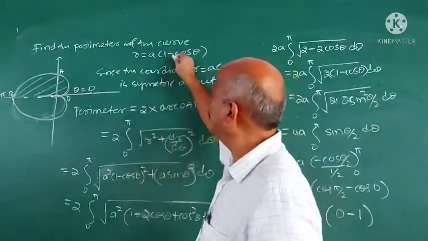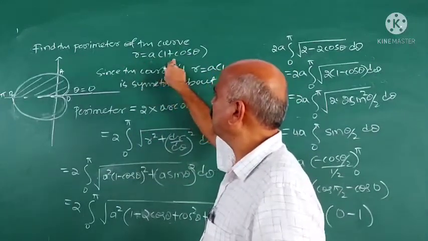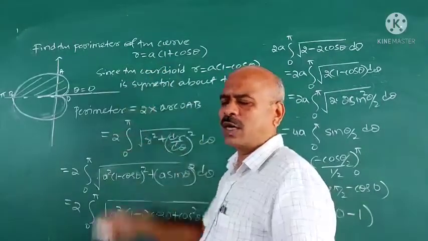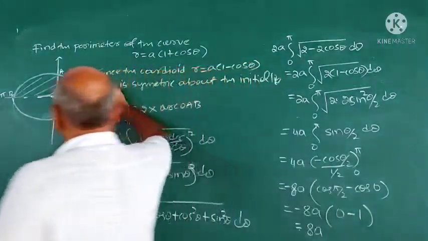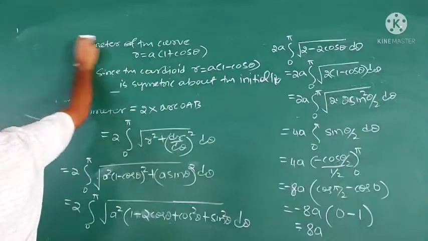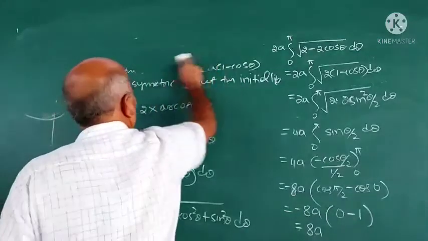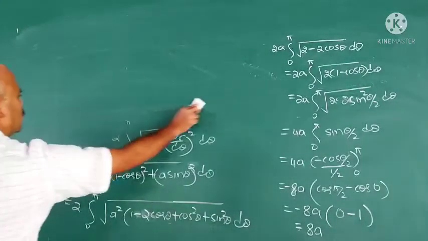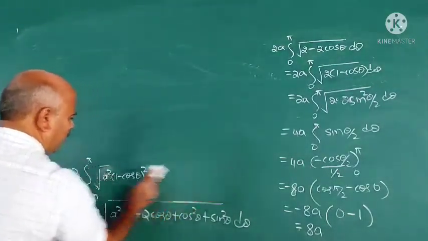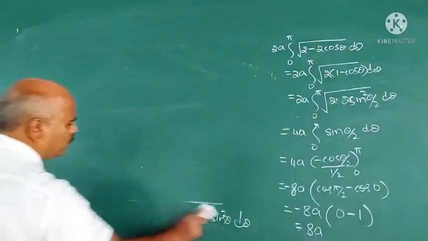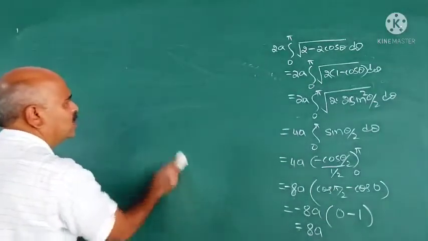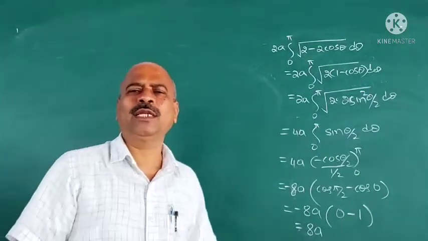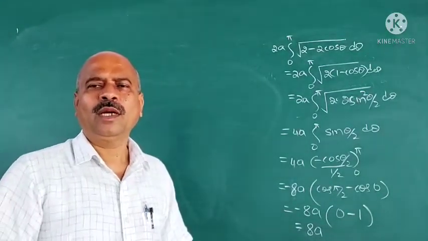The remaining cardioids, r = a(1 + cos θ), r = a(1 + sin θ), and r = a(1 − sin θ): for all four cardioids the perimeter is the same. What is the perimeter? 8a. If possible, remember it, because from the examination point of view, for the new pattern of exam, MCQ, if you remember, you can easily write. If you have to work it out and write the answer, it takes more time. How to remember this?